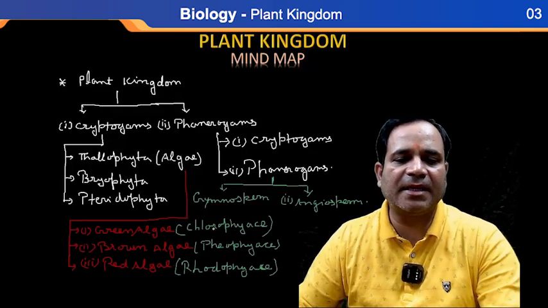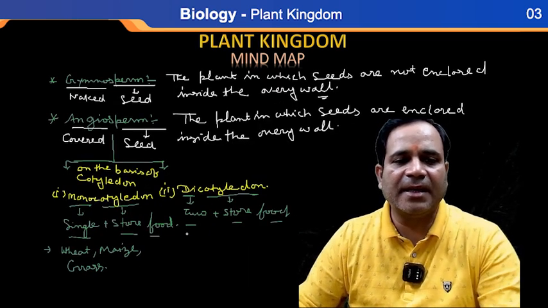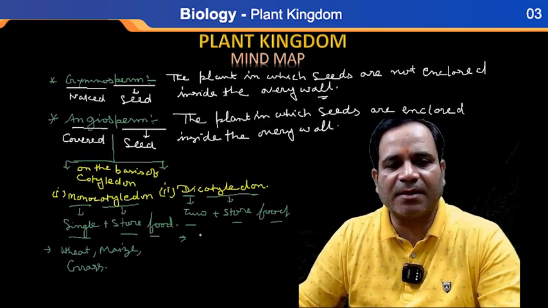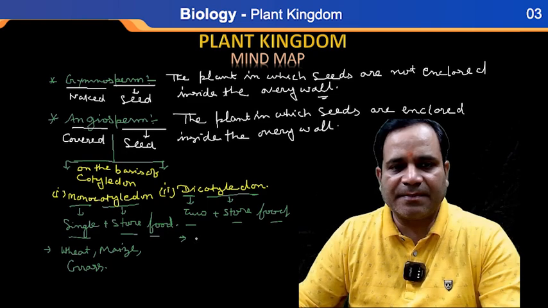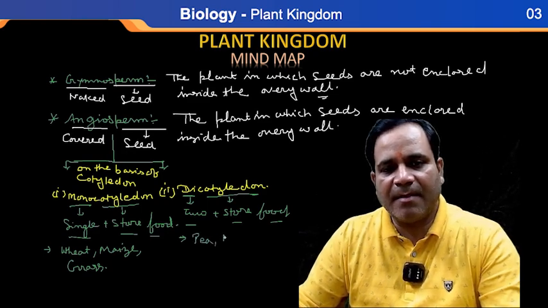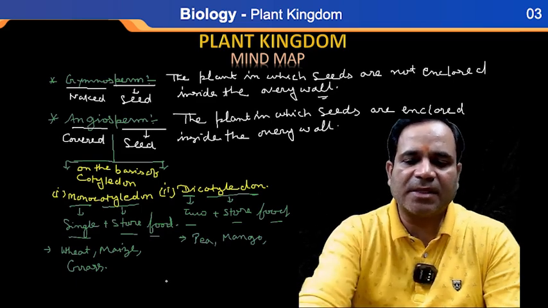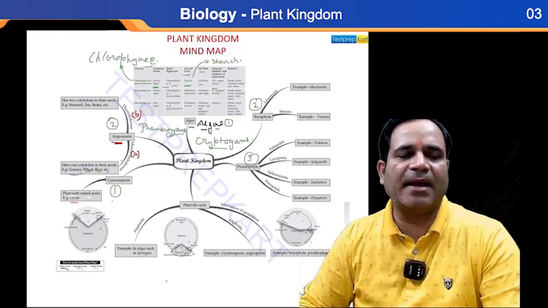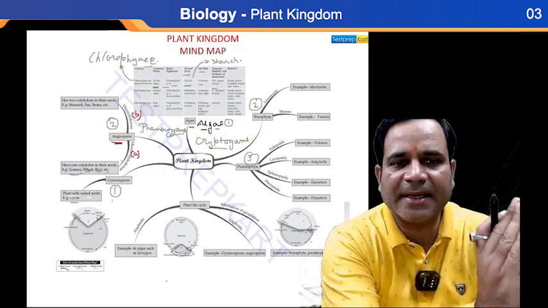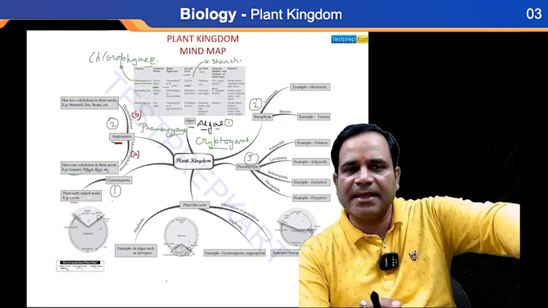So see here the dicotyledon, my dear. The dicotyledon examples here are pea and mango. Mango is also a dicotyledon. Clear? Yes. So see, this is the thing that is given in your mind map. Clear? So the phanerogams thing is clear.